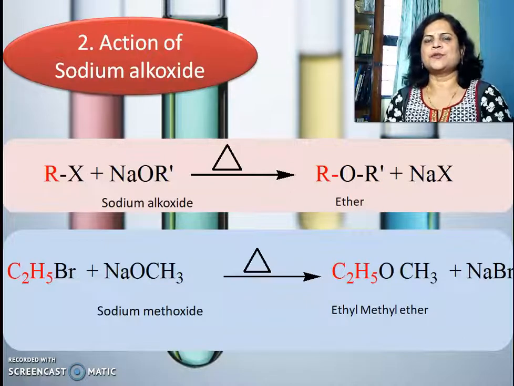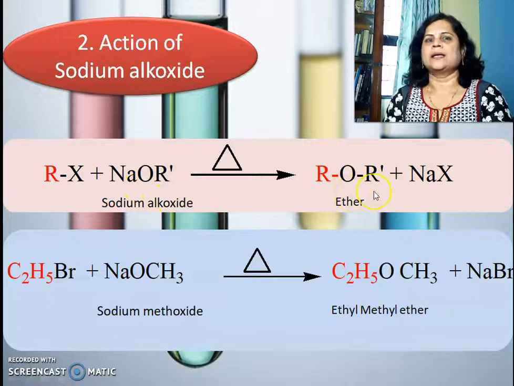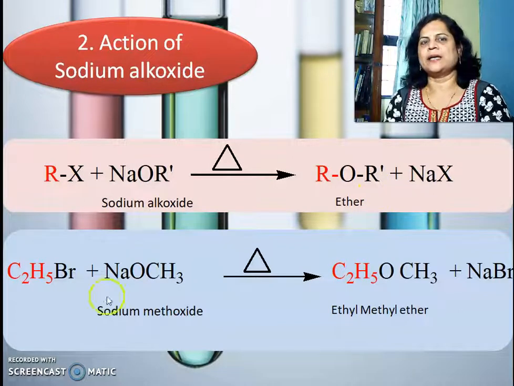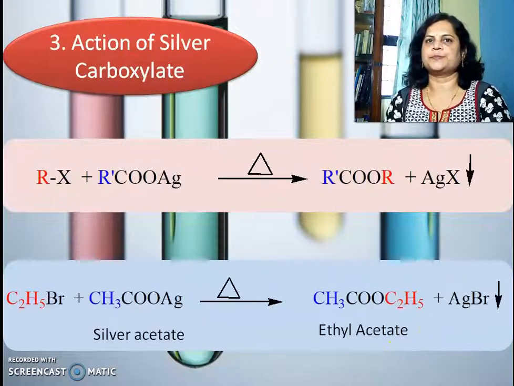Next reaction: action of sodium alkoxide. The formula of sodium alkoxide is NaOR. When it reacts with alkyl halide, X is replaced by the OR group, that is the alkoxide group, and alkyl halides form ethers. Suppose ethyl bromide reacts with sodium methoxide. Br is replaced by the OCH3 group, and the product is ethyl methyl ether. So the Br group is replaced by the alkoxy group, that is the OCH3 group.